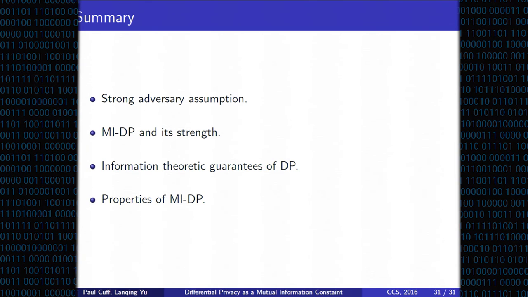A quick question before we let you go. I found a number of interesting connections between mutual information and its implications and differential privacy. Which aspect did you find most surprising in your work?